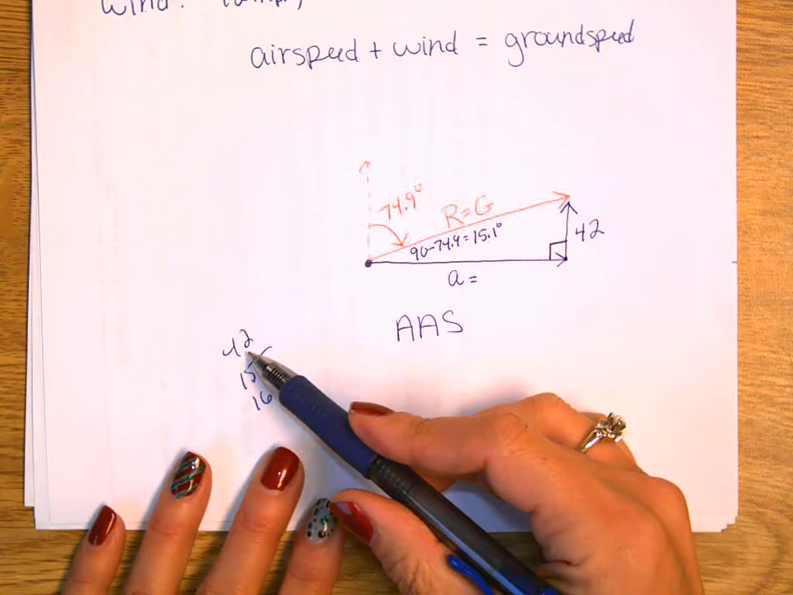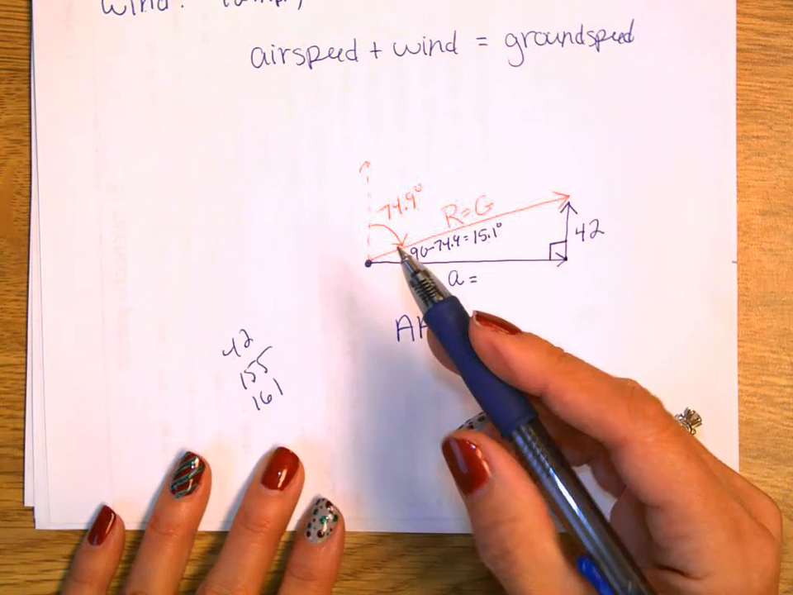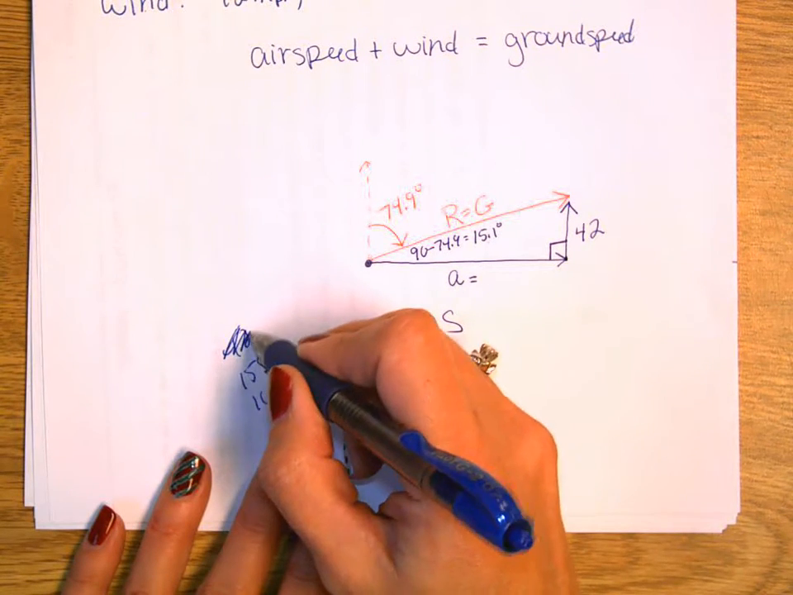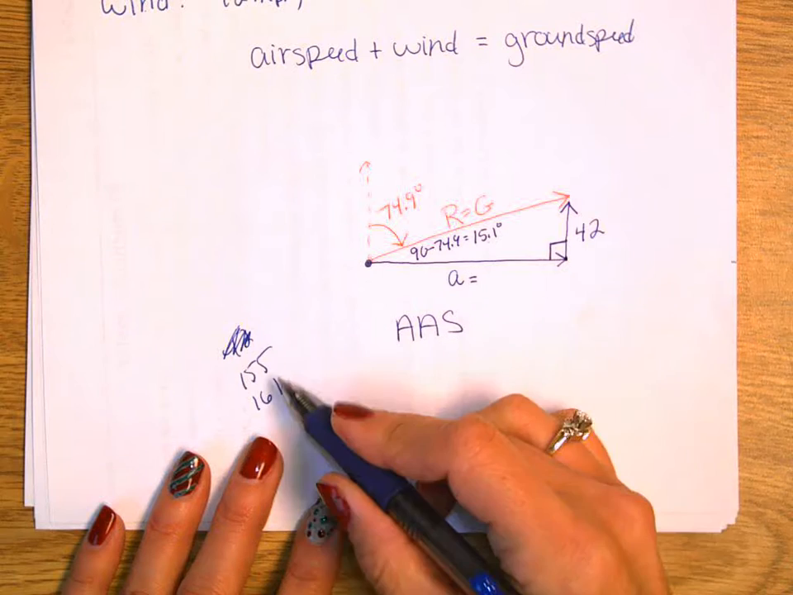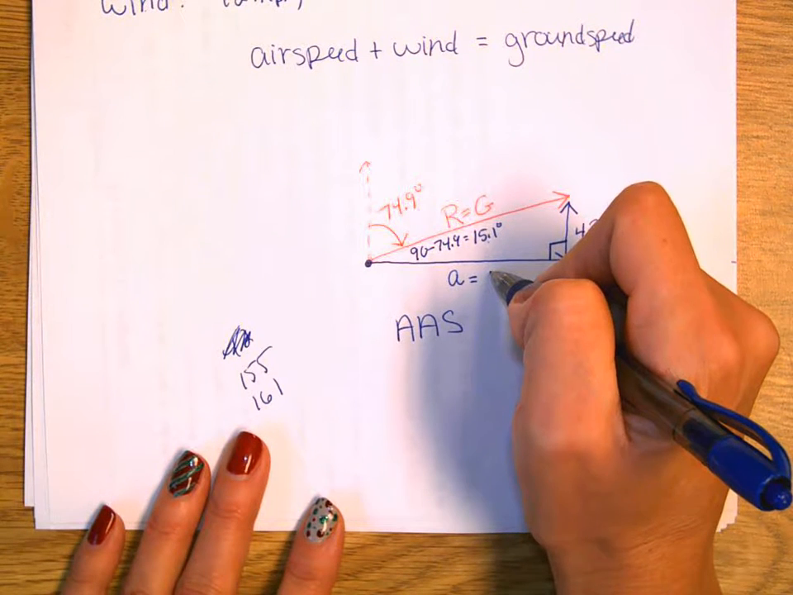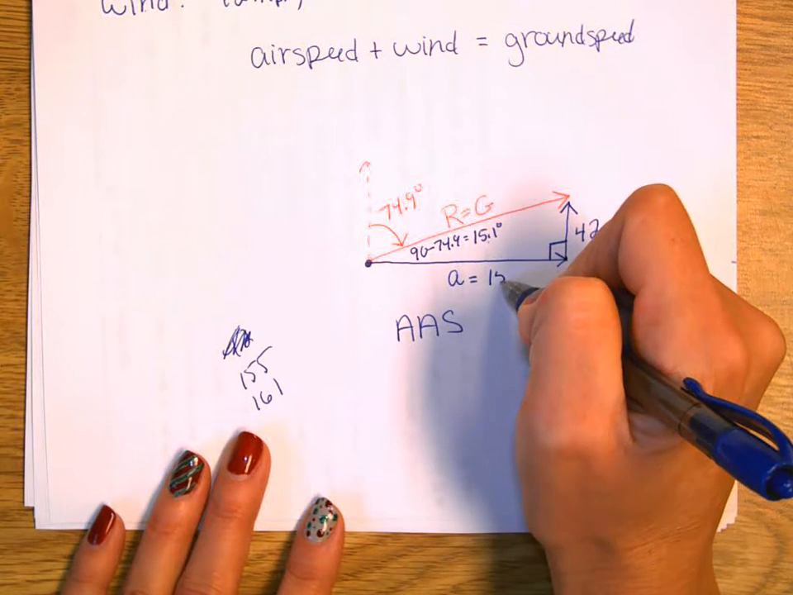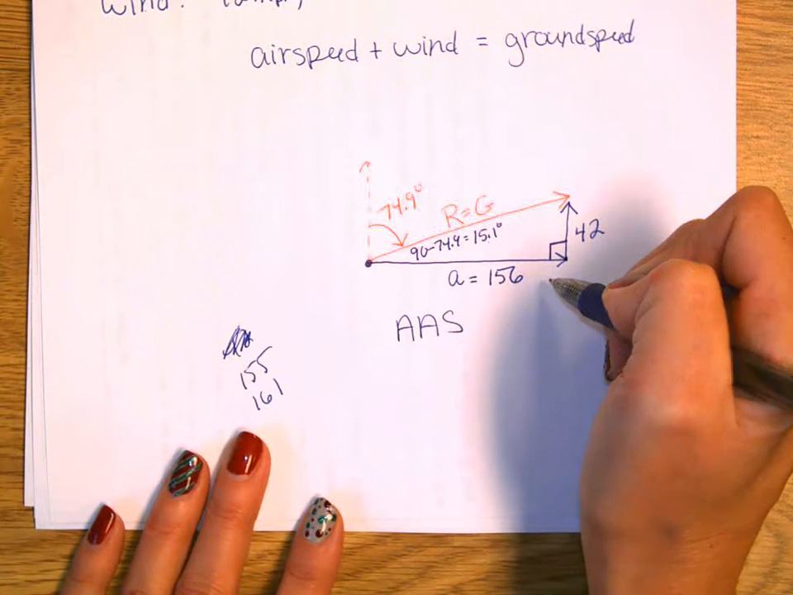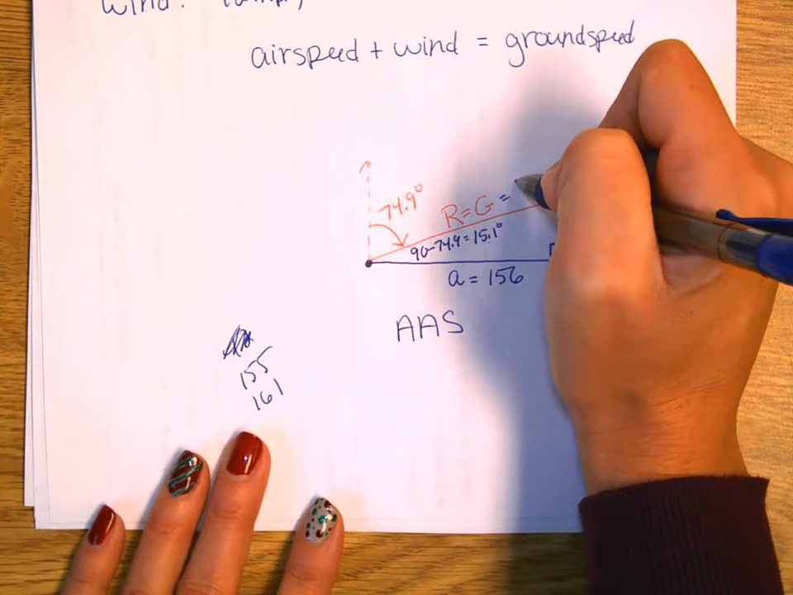42 should not have come up. You've got a bad program. Me? No, I didn't. 42 didn't come up. I'm just saying the options for all the sides. Oh, the sides. Okay. So the airspeed has to be the 155. Wait, it would be 156, because of rounding. And then the ground speed would be the 161.